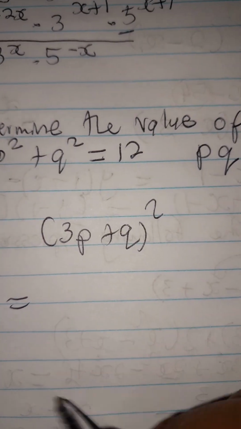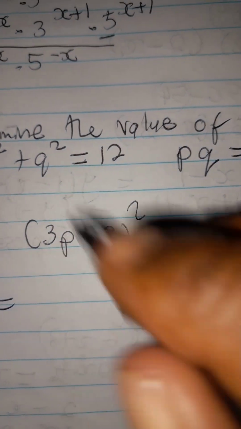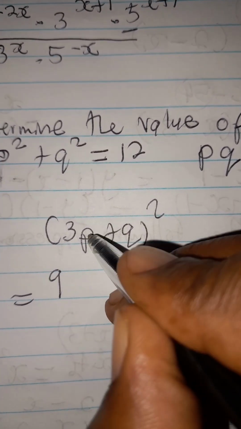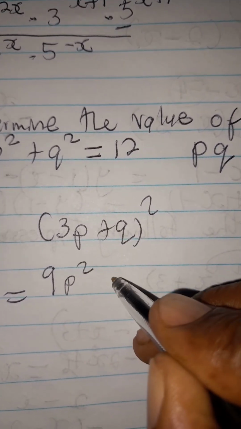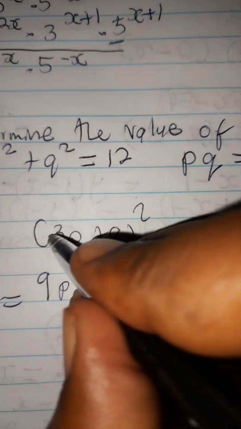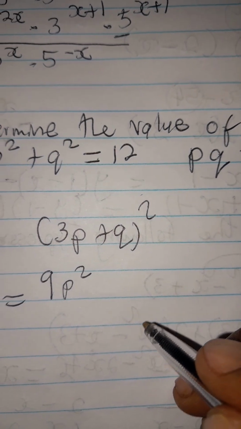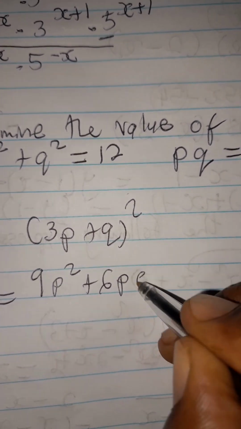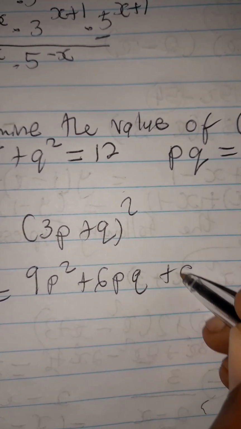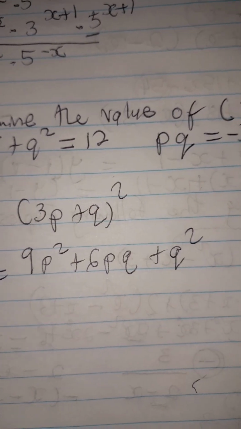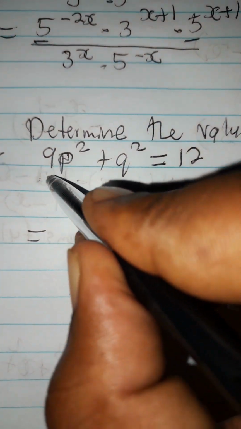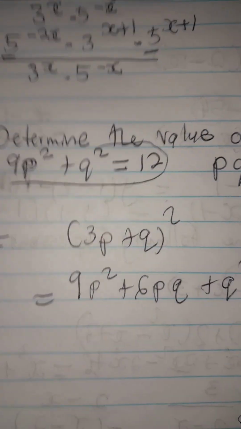But the simplest way will be to use the algebraic method. Let's square 3p. 3 squared will be 9, so 9p squared. Then the 2 multiplies everything that is inside the bracket. 2 times 3p times q is going to be plus 6pq. Then we square the last term, that will be q squared, not x squared. Sorry for that.